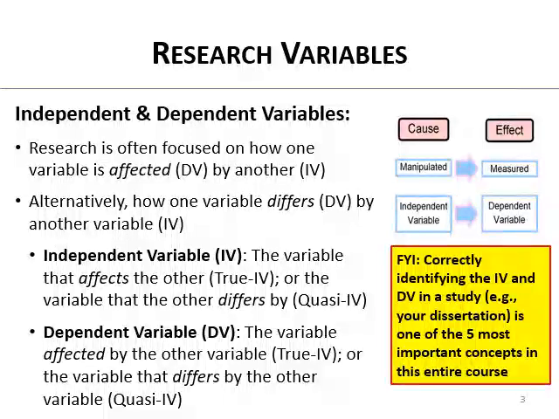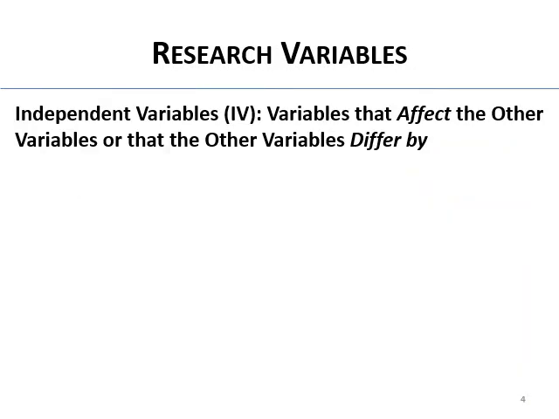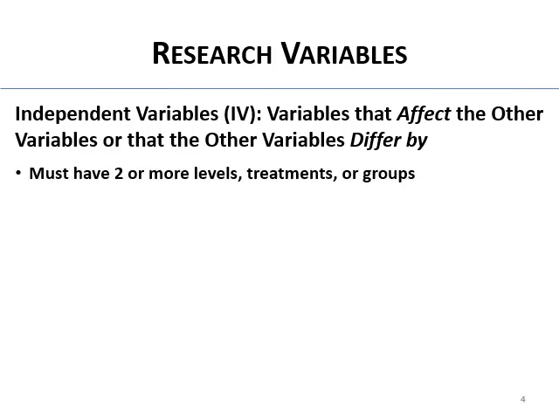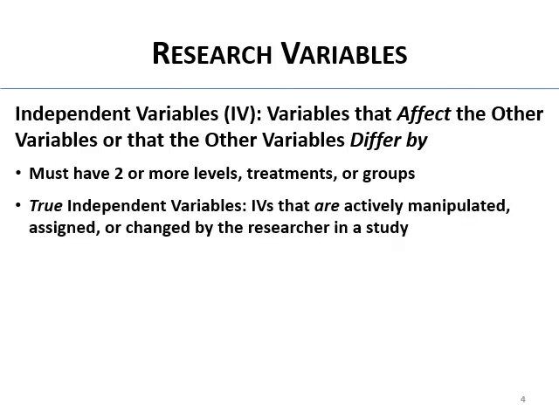So coming soon. The independent variables are the variables that we think affect the other variables or that the other variables differ as a function of. So to be a variable, it has to have at least 2 levels, right? Otherwise it's a constant. So that could be 2 levels, 2 treatments, 2 different groups. If it's all one group, it's not a variable, it's a constant, it can't be the independent variable.